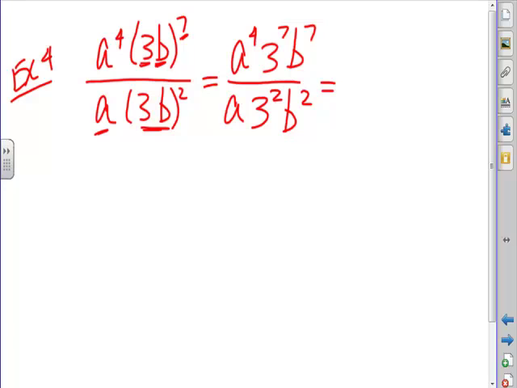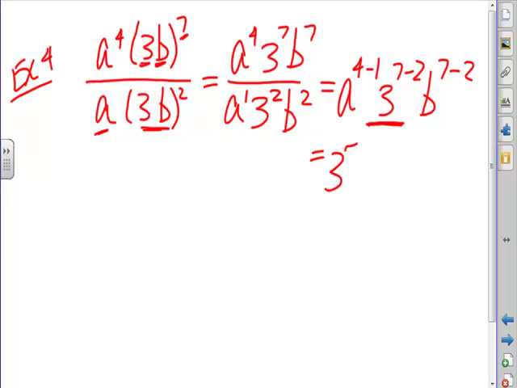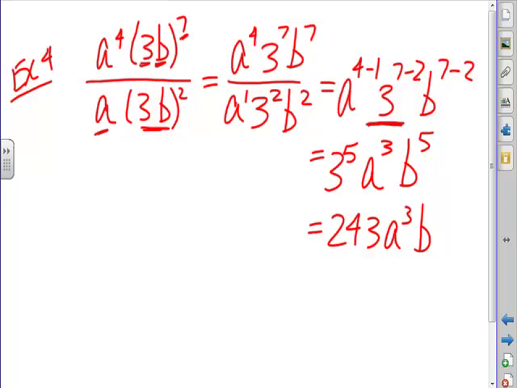Now to finish the job, I remember that this a really has a 1 above it. So I have a to the 4 minus 1 times 3 to the 7 minus 2 times b to the 7 minus 2. I guess they both have 7 minus 2. So we normally would write the constant, in this case it's a coefficient, in front, so this would be 3 to the 5th, a to the 3rd, b to the 5th, and if you use your calculator or calculate it in your head, 3 to the 5th is 243. So 243a cubed b to the 5th.